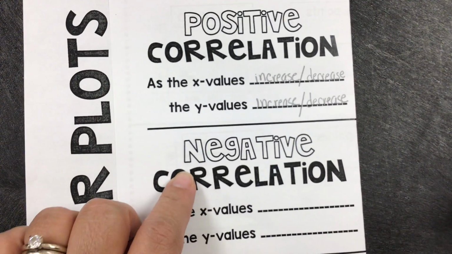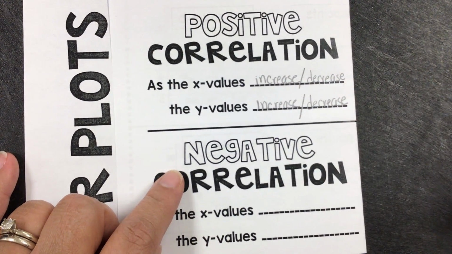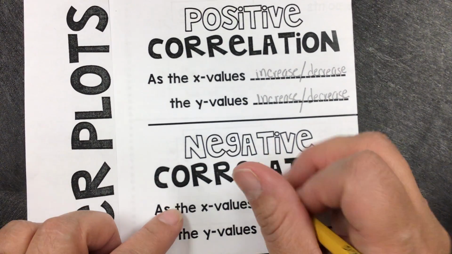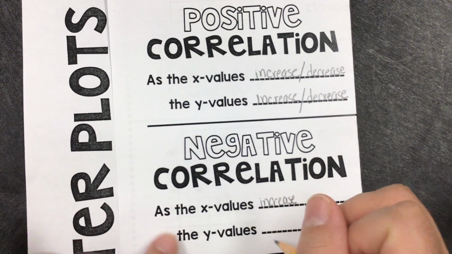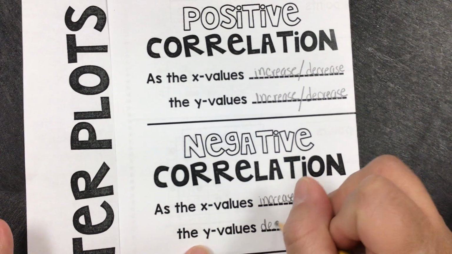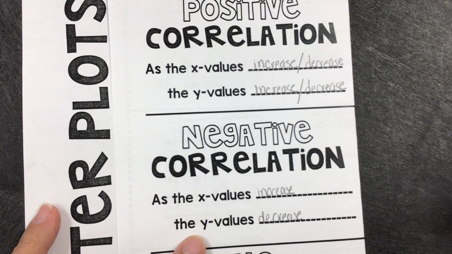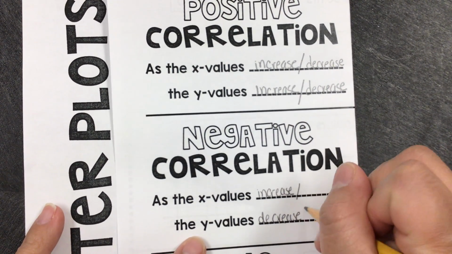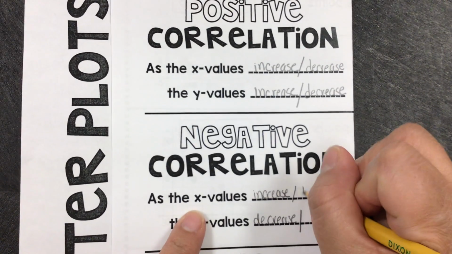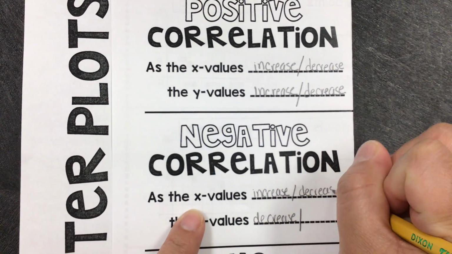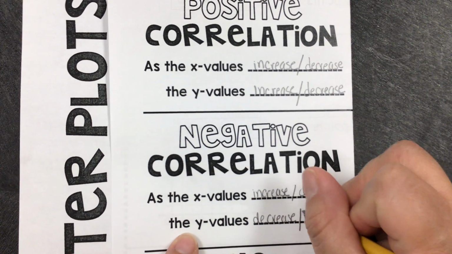For a negative relationship, they don't go in the same direction, they go in opposite directions. So when the x's are increasing, or when they increase, the y values decrease. Sometimes in your state exam, they give you different situations. So that's why I need you to know that also, if the x values decrease, then the y values will increase.